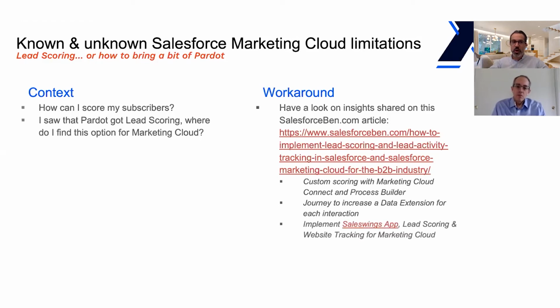Another option, if you do not want to build data extensions, you can implement the SaleSwings app. SaleSwings is an external application for lead scoring and website tracking. So you will add intelligence. You can have scoring and grading, and all this information can also be synchronized to Marketing Cloud. So SaleSwings can bring you this kind of scoring and website tracking into Marketing Cloud. And by the way, it's a Swiss company.